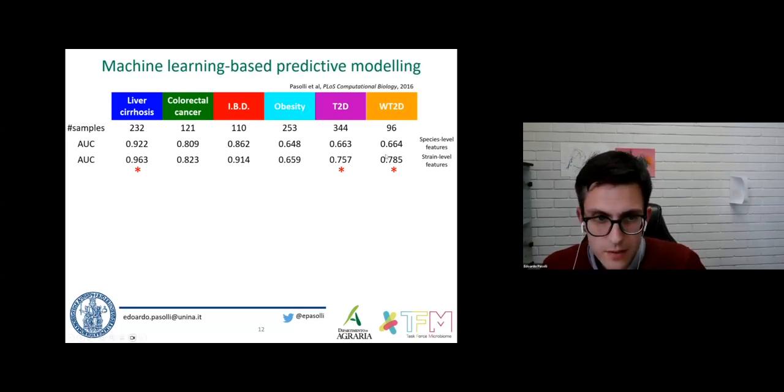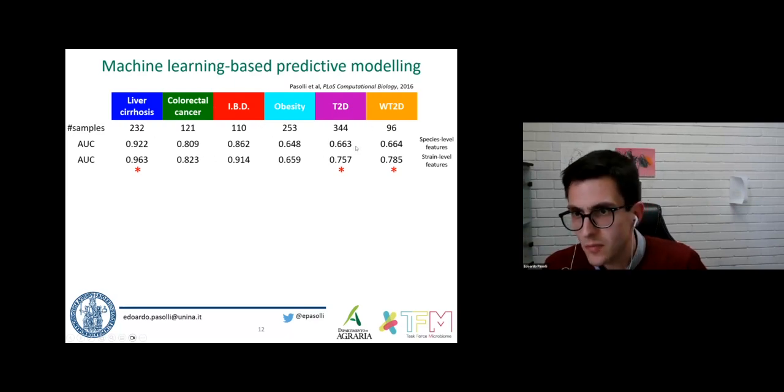The results were quite interesting and promising, in the sense that for multiple diseases we found good predictability. In particular, if we consider the AUC, this is a value that goes from 0.5 for a random prediction to 1 for a perfect prediction. So here we have some cases in which we have very good predictions, and here we have a medium-low prediction.